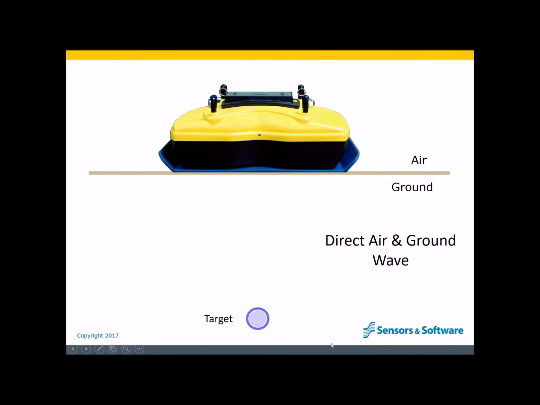Let's have a look at what happens when a GPR sends signal into the ground. Most GPRs have a transmitting antenna and a receiving antenna. When the transmitter fires, the very first energy that arrives at the receiver is the signal that travels through the air at the speed of light. This is called the direct airwave.